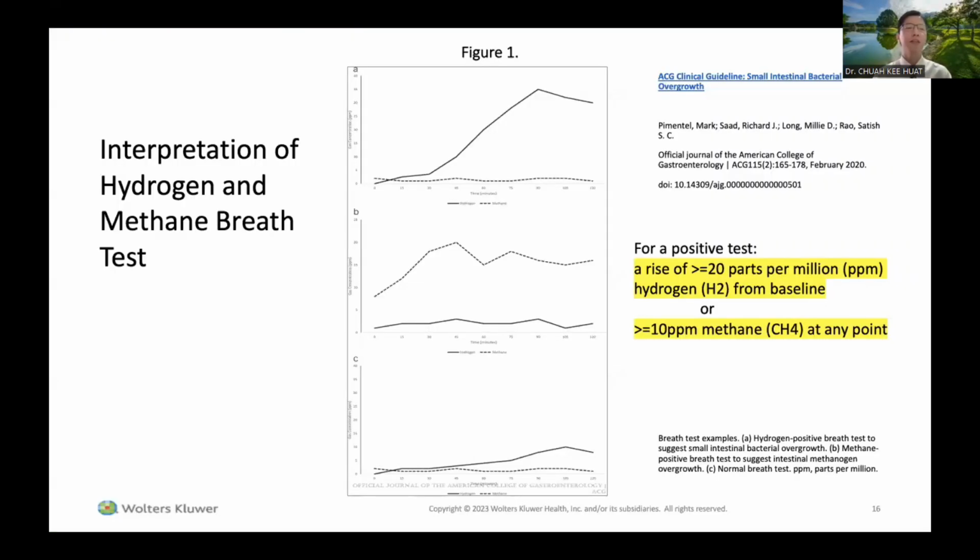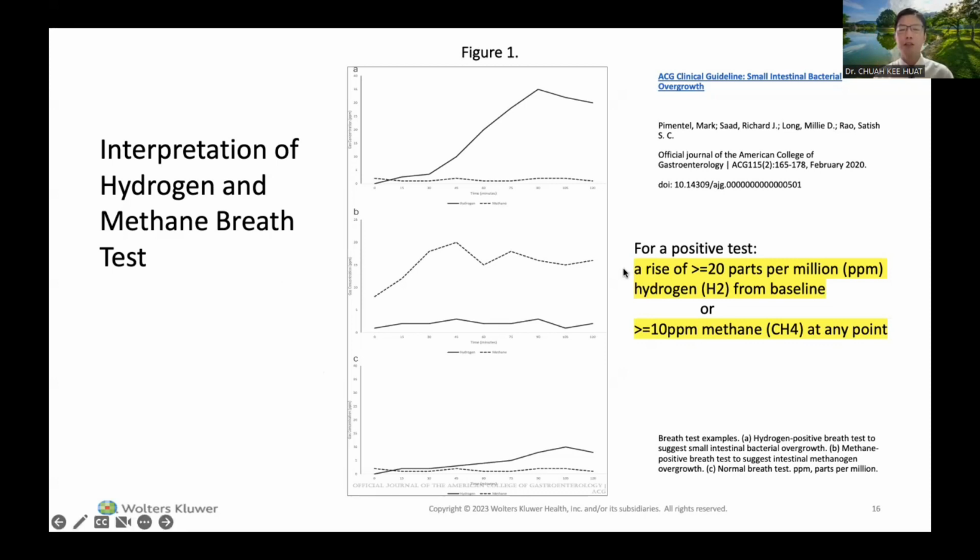Just briefly about the interpretation of the hydrogen and methane breath test. As shown earlier, usually we will do a baseline capture of the breath and put it into the machine, the gas chromatograph machine. Subsequently, the patient will drink the solution, then we repeat the breath testing every 15 to 30 minutes, depending on the diagnosis we want to rule out, whether it's small intestinal bacterial overgrowth or carbohydrate malabsorption.